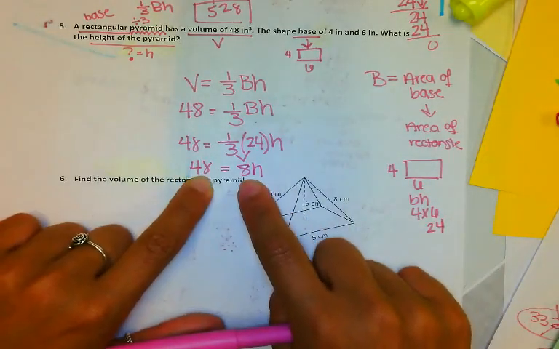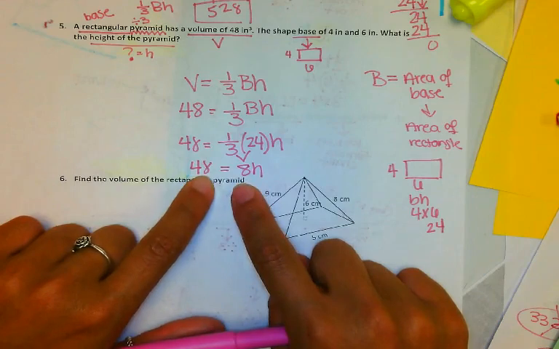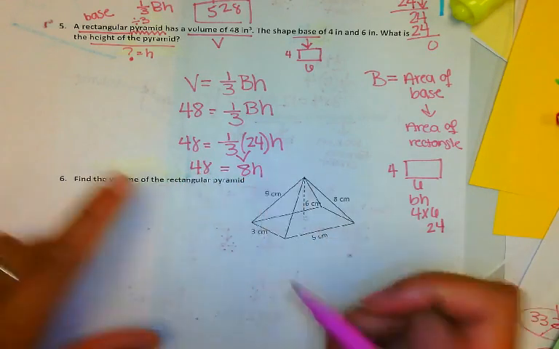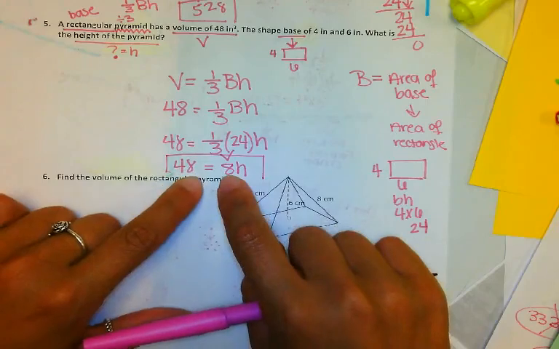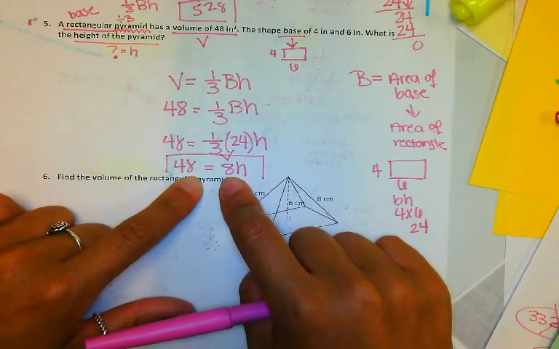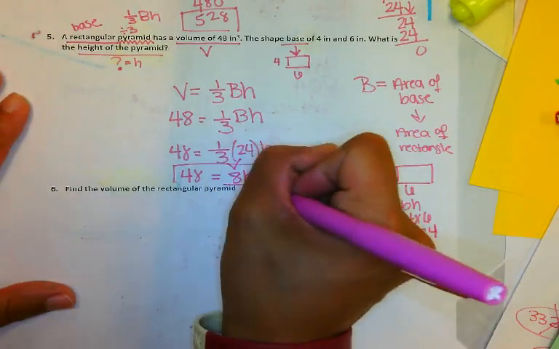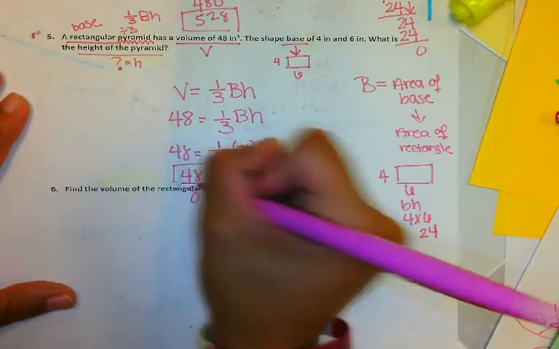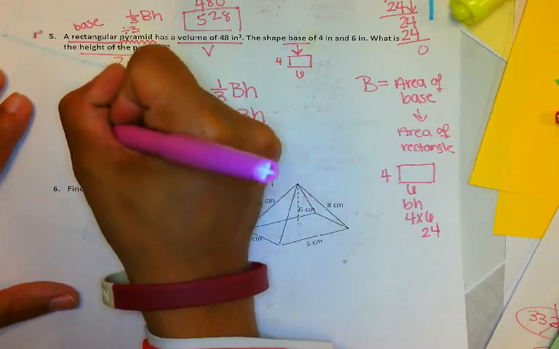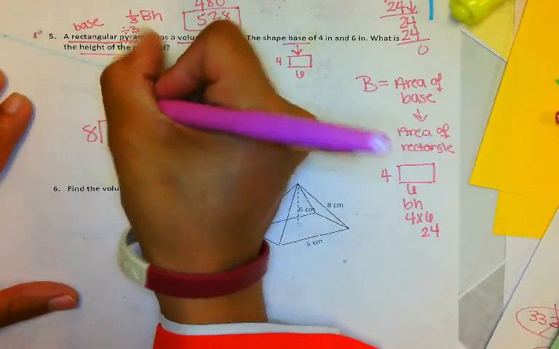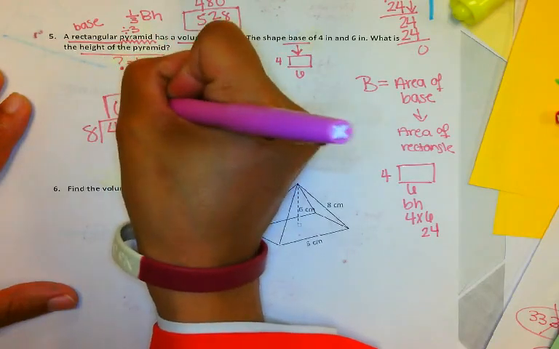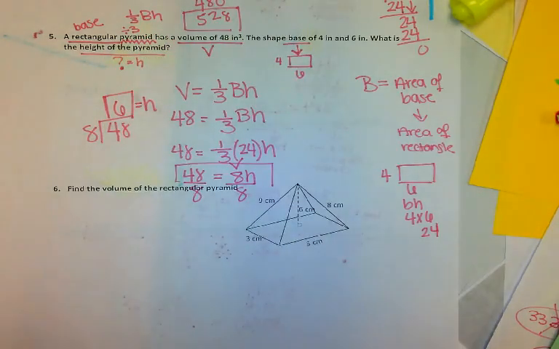What does this look like, y'all? What does it look like? Think really, really hard. What does this look like? An equation. How do we solve this equation? By doing the opposite. So what am I going to do to solve it? Divide by 8 to get the h by itself. 48 divided by 8 is 6. So that equals h.